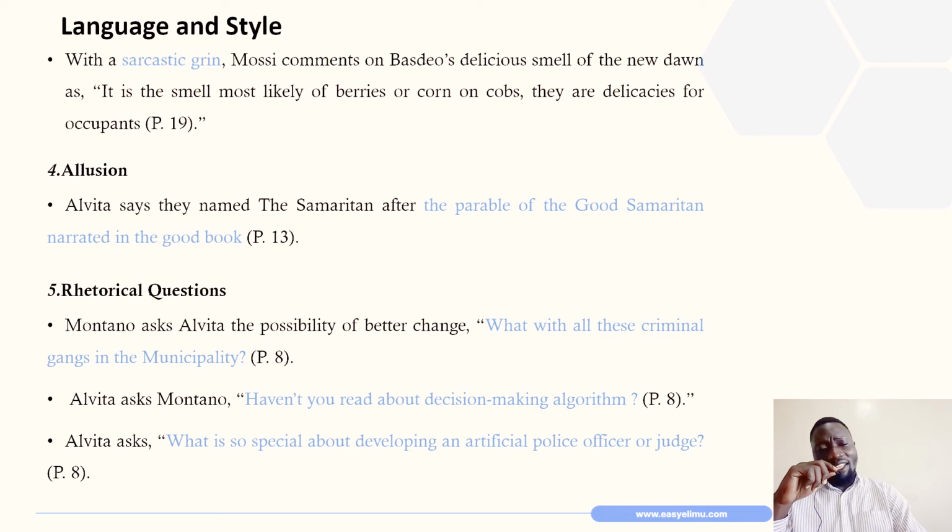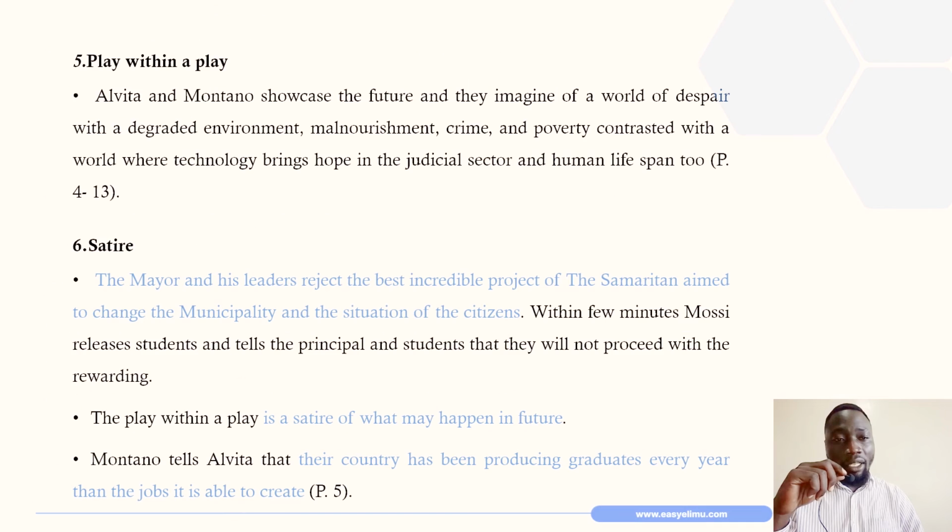Alvita also asks Montano, "Haven't you read about decision-making algorithm?" So Alvita again asks, "What is so special about developing an artificial police officer or judge?" So that is also a rhetorical question.